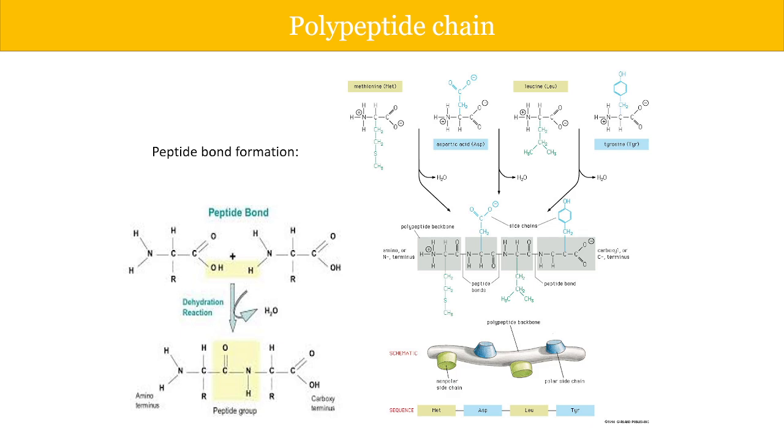From the example, you can see methionine, aspartic acid, leucine, and tyrosine. This is a linear polypeptide, and three water molecules have been eliminated to give three peptide bonds: between methionine and aspartic acid, aspartic acid and leucine, and leucine and tyrosine.